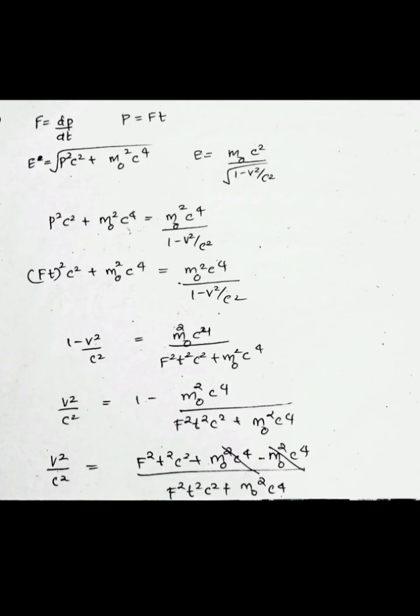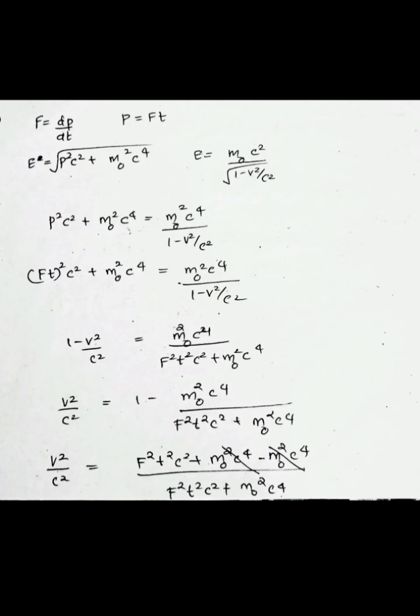Equating these two, we get P square c square plus m naught square c raised to 4 is equal to m naught square c raised to 4 divided by 1 minus v square by c square. Substituting the value of P here, we get (Ft) the whole square c square plus m naught square c raised to 4 is equal to m naught square c raised to 4 divided by 1 minus v square by c square. That is 1 minus v square by c square is equal to m naught square c raised to 4 divided by F square t square c square plus m naught square c raised to 4. That is v square by c square is equal to 1 minus m naught square c raised to 4 divided by F square t square c square plus m naught square c raised to 4.